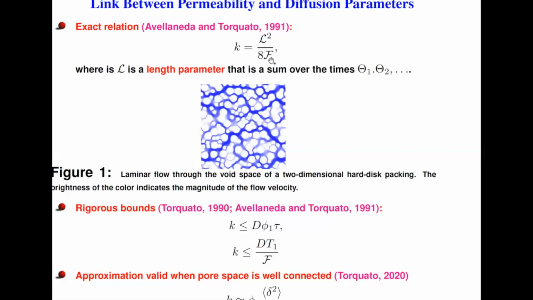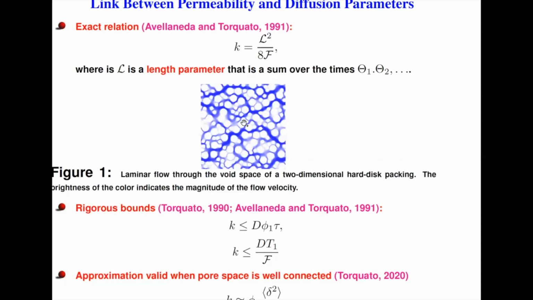And in the denominator, we have the formation factor. Now you might ask, why do we have 8 here? Well, that's a matter of definition, and we wanted to make contact with tubes. But in fact, you could absorb the 8 into this, okay? You just have a length scale squared divided by the formation factor.